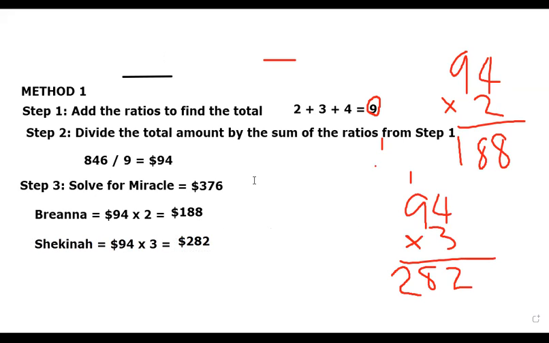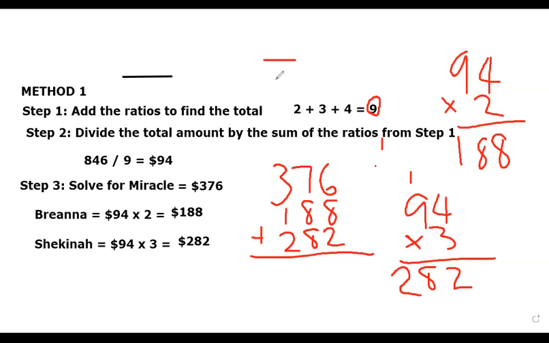So when we add the three of these up, let's do that. We should come back to a total of $846. Let's check. We have 376. We have 188. And we have 282. And we're adding.